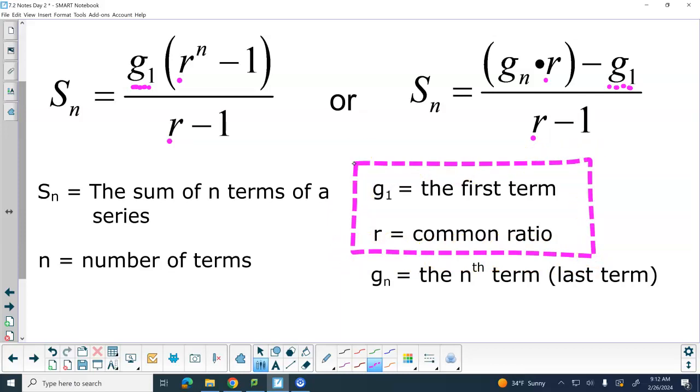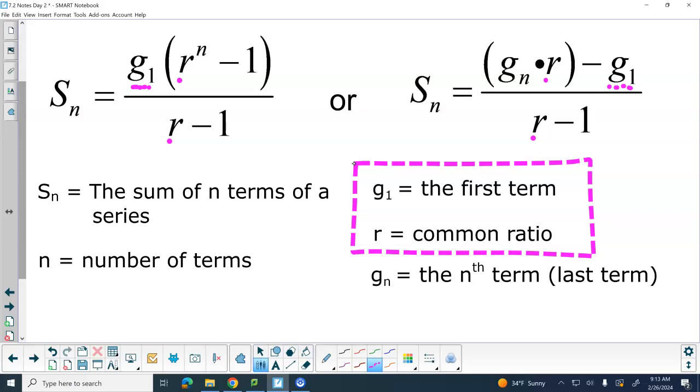After that, it's all what you want to find. You get your choice. If you're using the right formula, you would have to find G sub n, or the last term in your series. If you're using the left formula, you would need to know the total number of terms. It's 100% up to you which formula you want to use. I do not care. Okay?